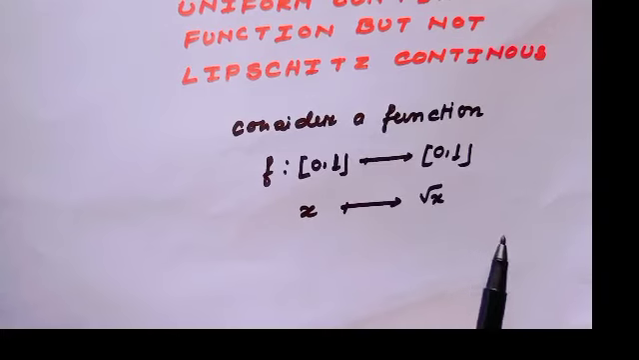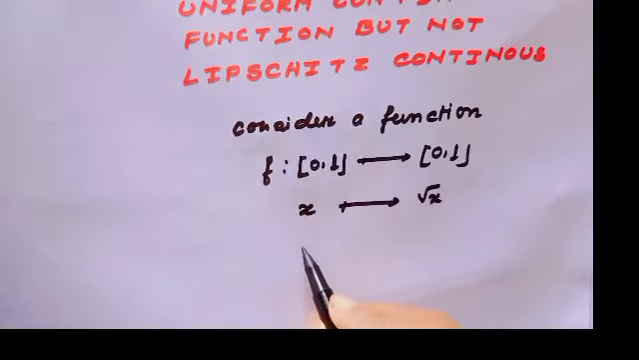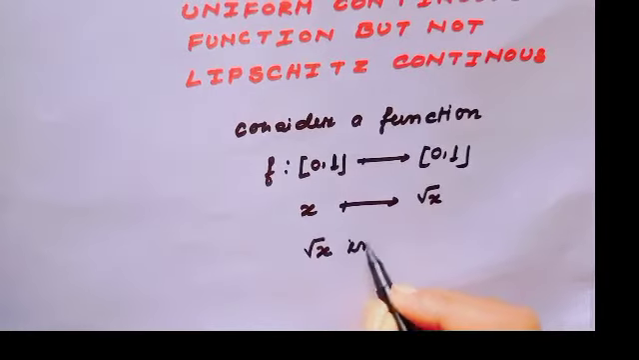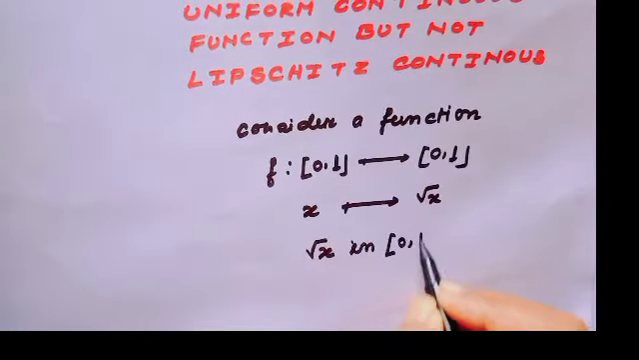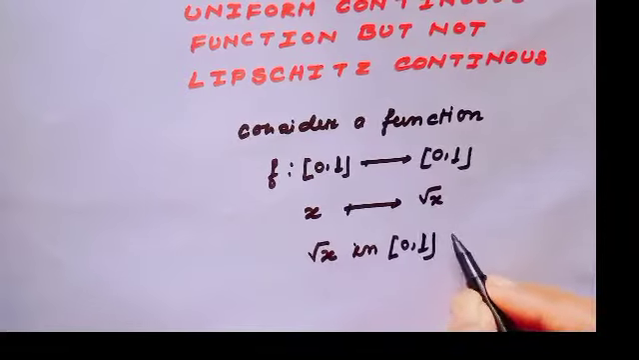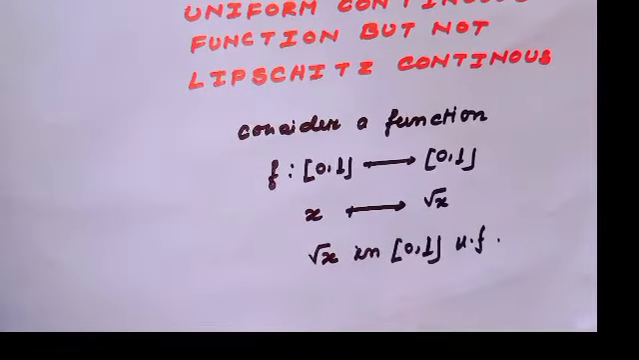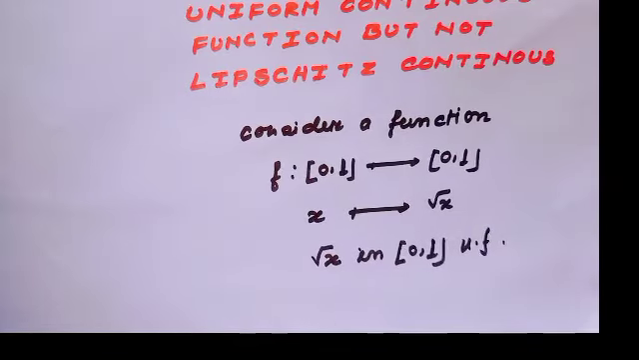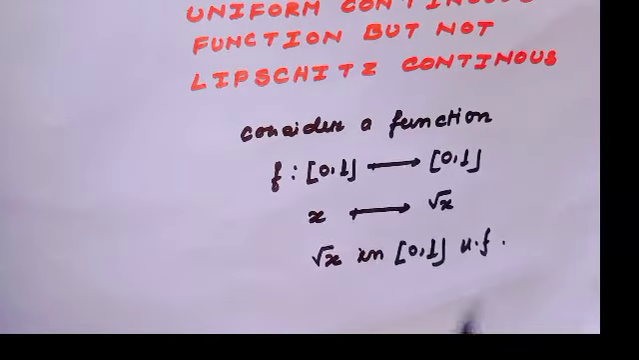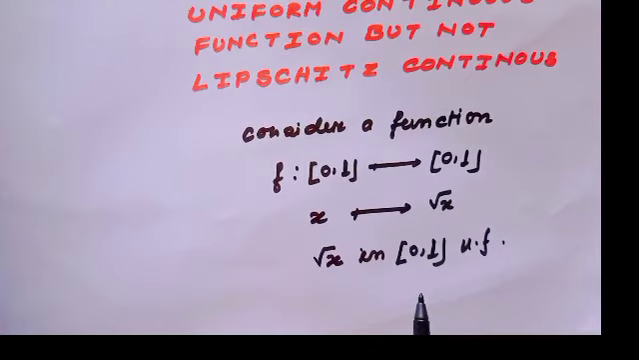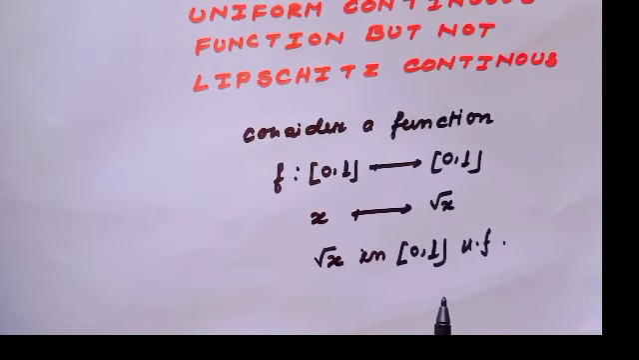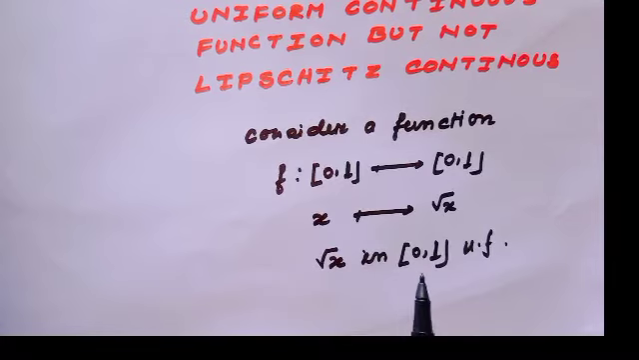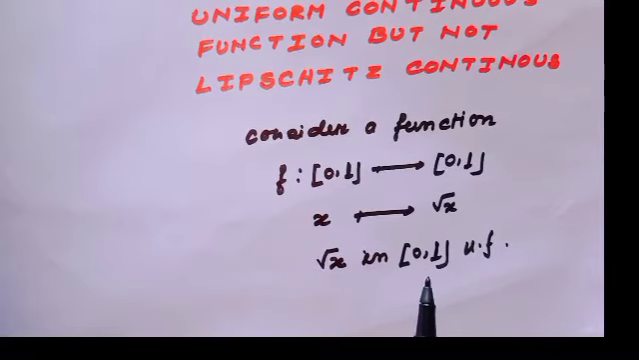root of x. We all know square root of x on the domain closed interval [0,1] is always uniformly continuous, because here the domain is a closed and bounded set and the function is also continuous. So this function is always a uniformly continuous function.